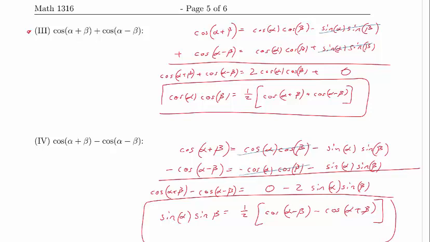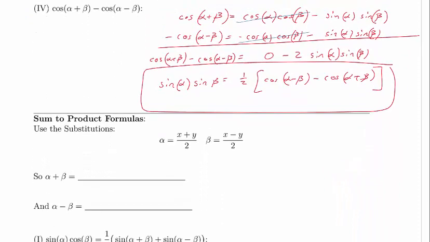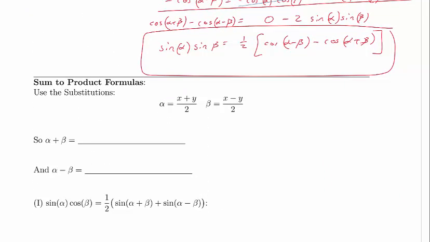So again, we use these to take a product of two trig functions and turn it into a sum of two trig functions. So now let's go ahead and move on to the sum to product formulas. This is where we have a sum of two functions and we want to turn it into a product of two. So note that we're going to be using these two identities, alpha and beta.